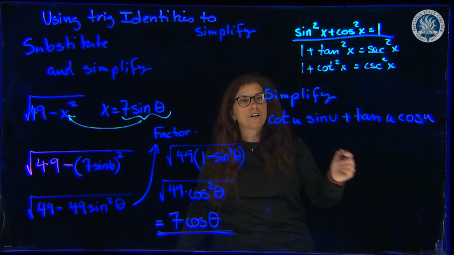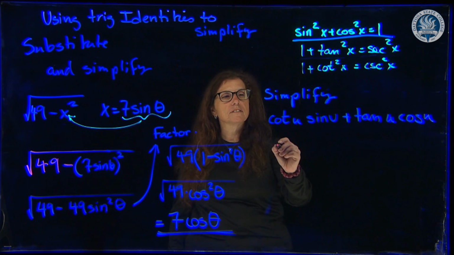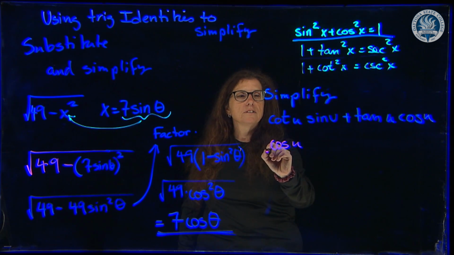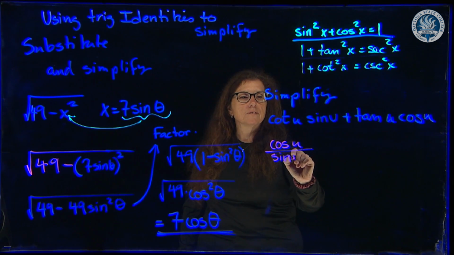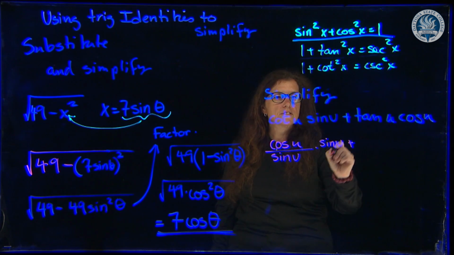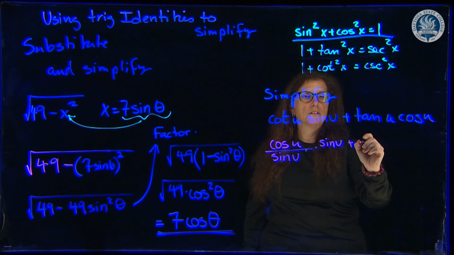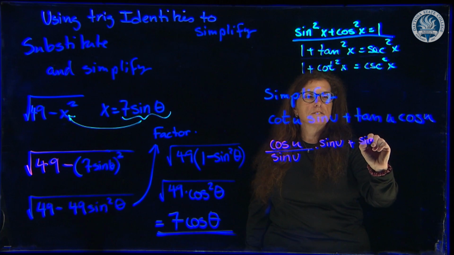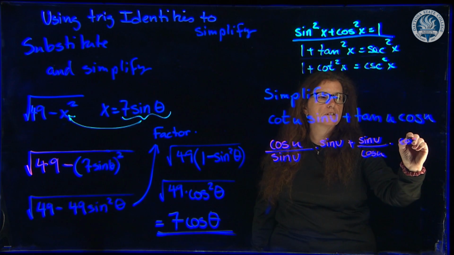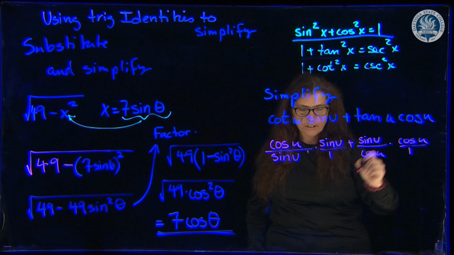So based on our fundamental identity, the cotangent can be rewritten as the cosine of u divided by the sine of u. And then we have times the sine of u plus the tangent, of course, is the reciprocal, so the tangent is sine of u divided by cosine of u times cosine of u. Oh, and if you want to write them over 1, go right ahead.